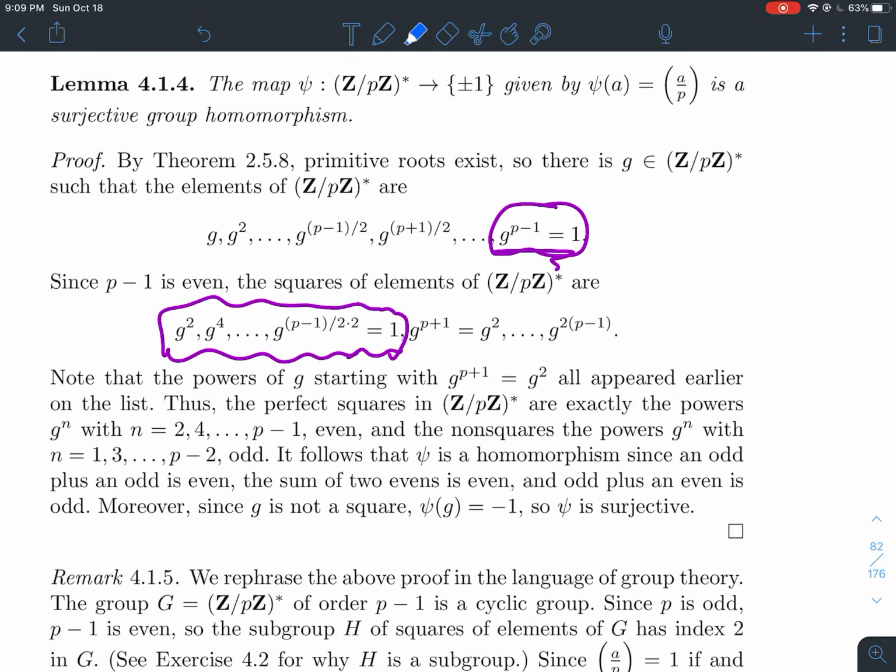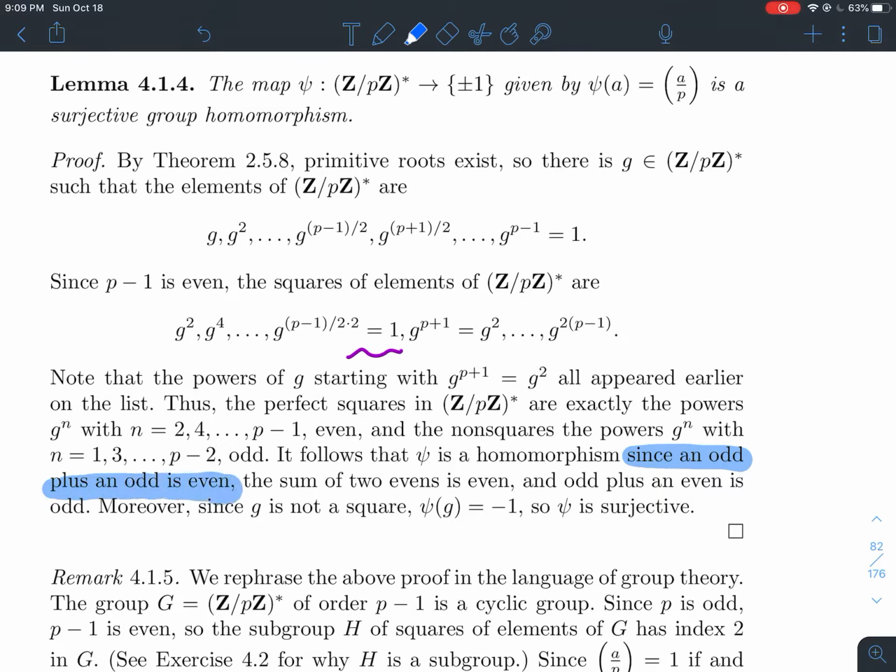And why is that good? That is going to allow me to finish that psi is a homomorphism. In that case, maybe we could do one of these, talk about what's going on. So in this case, an odd plus an odd is even. It's not very deep, but let's see why that is good. So what have I got? I'm going to apply psi to an odd power of G. So I'll do psi of G to the 2m plus 1.